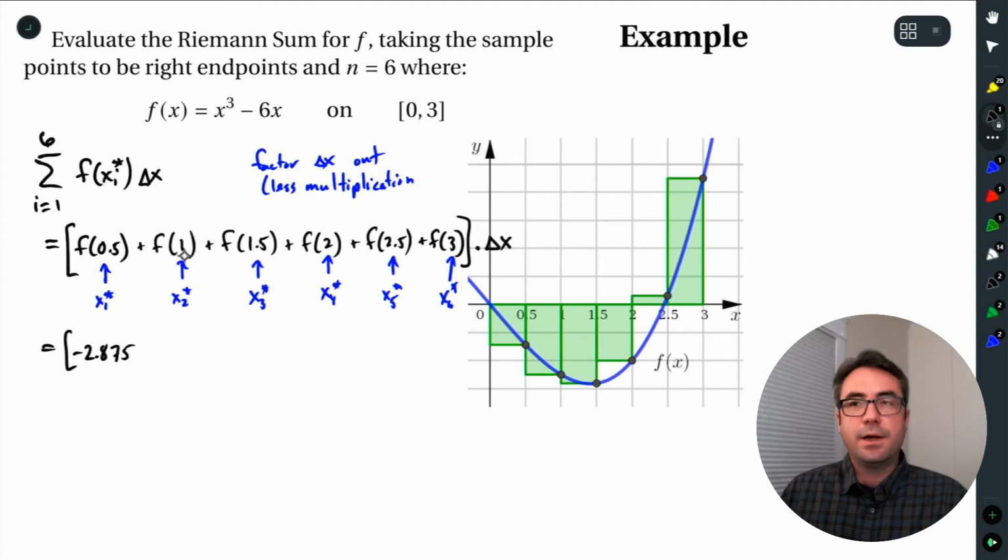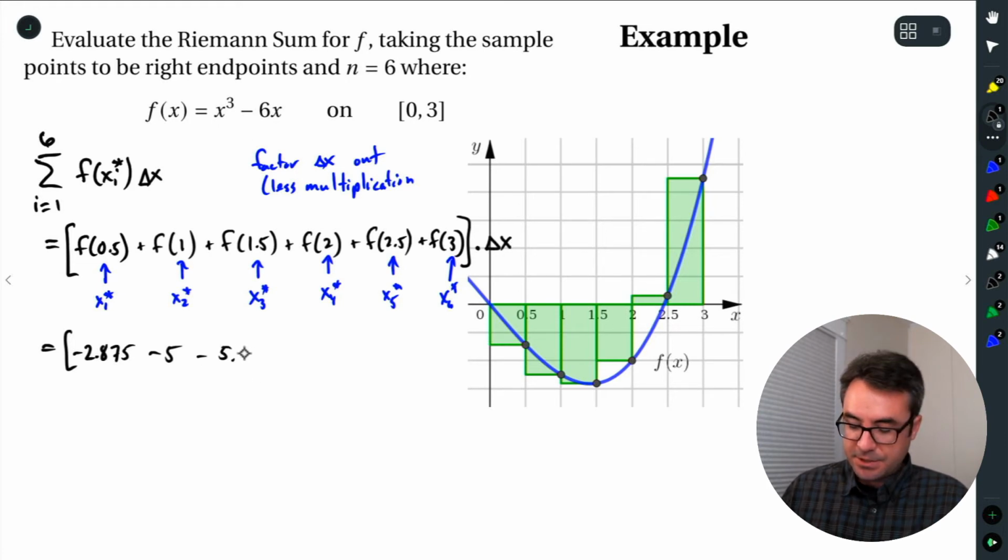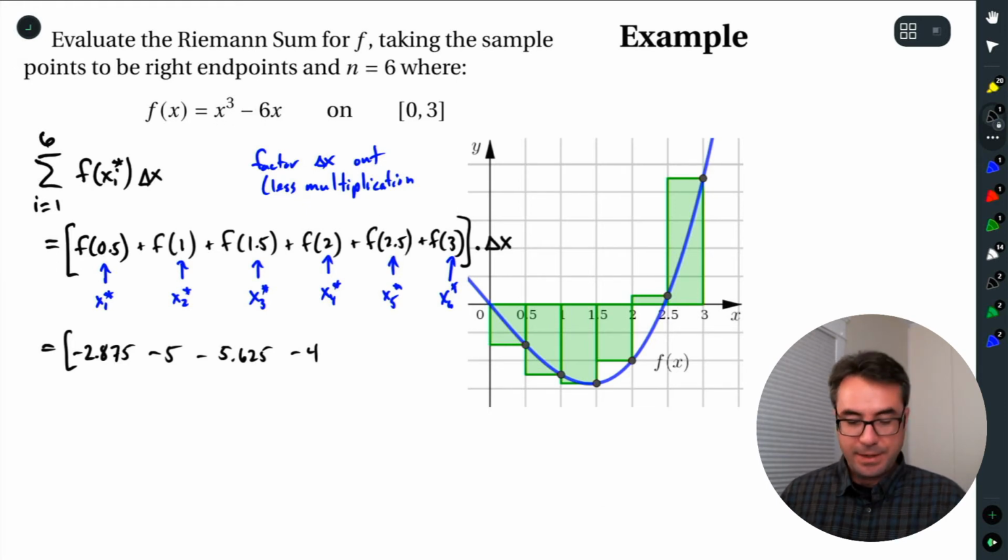So when I plug 1 into this function, I get 1 minus 6, which is negative 5. When I plug 1.5 in, what do I get? I get negative 5.625. And then if I plug 2 in, I get 8 minus 12, I get negative 4. And 2.5, what do we get? We get plus 0.625.